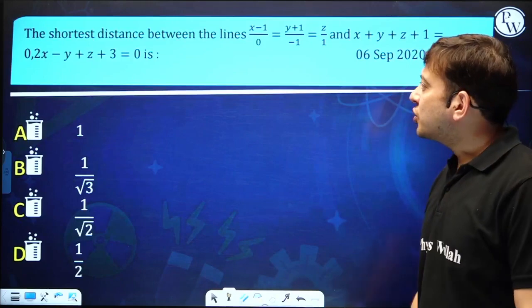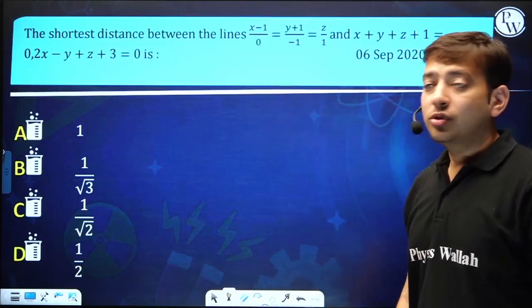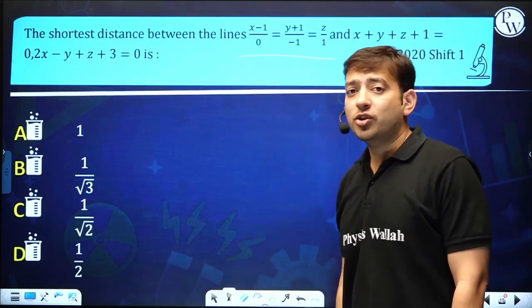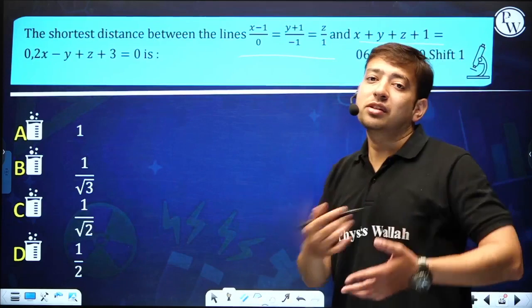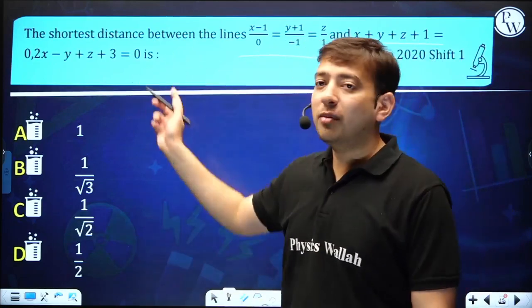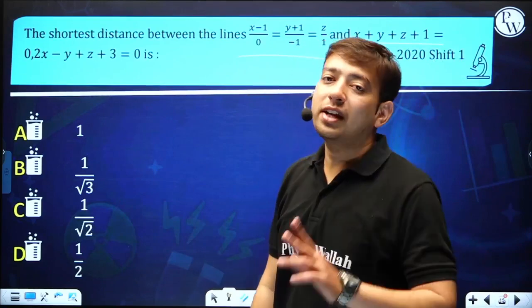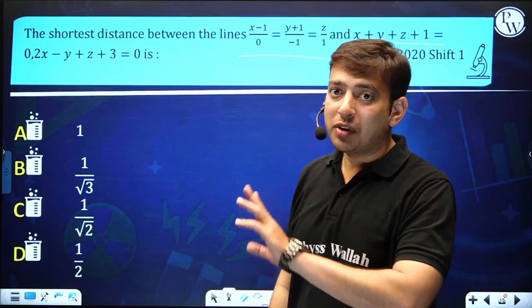Next, the shortest distance between the lines, this and this. So, sir, first of all, one line is given. Shortest distance means then again the intersection form. So they have mixed the question. First of all, students should know that if the plane form of line is given, they should know how to find the equation of line. Already we have solved in one 2021 question.